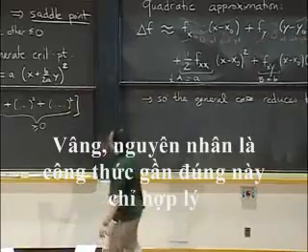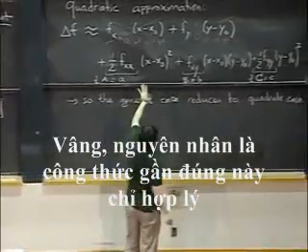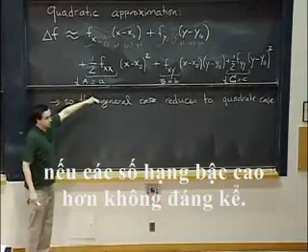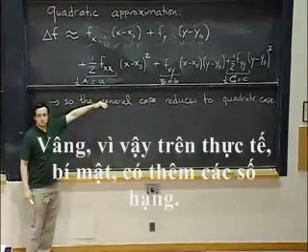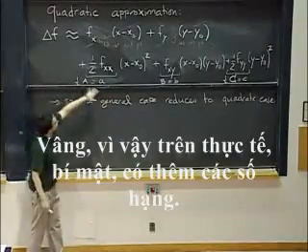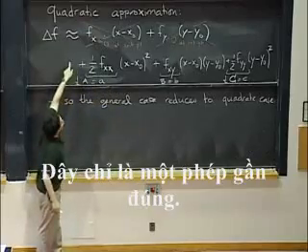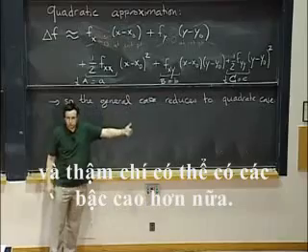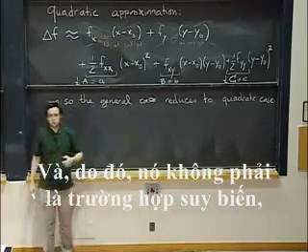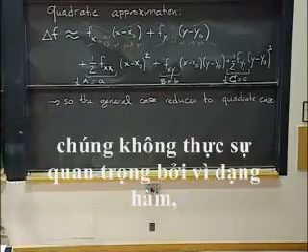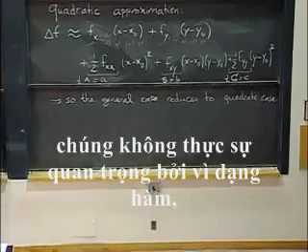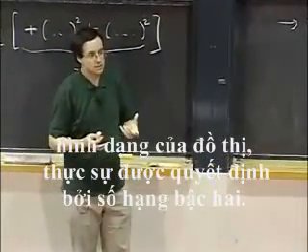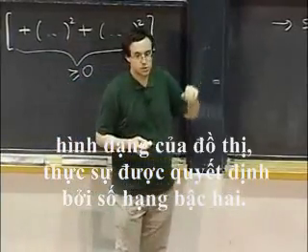So the reason is that this approximation formula is reasonable only if the higher order terms are negligible. Okay, so in fact, secretly, there's more terms. This is only an approximation. There would be terms involving third derivatives and maybe even beyond that. And so in the non-degenerate case, they don't actually matter because the shape of the graph is actually determined by the quadratic terms.